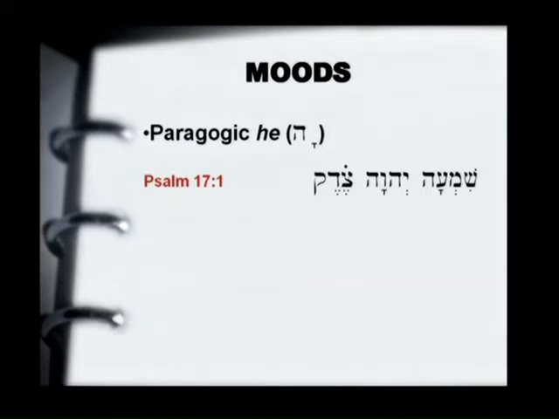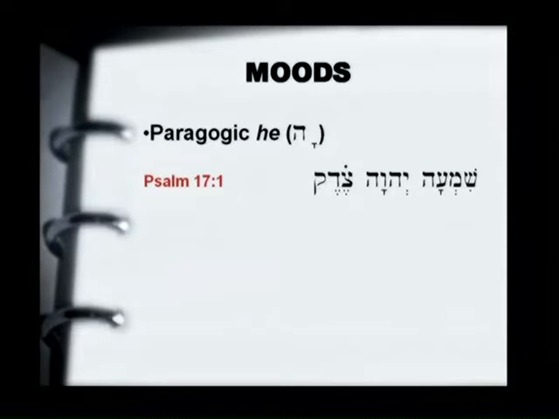Ezekiel 20, verse 8. Now, one other thing. The paragogic he, the comet's he. It's called paragogic because it's placed alongside, placed at the end. You'll see it on imperatives. For example, in Psalm 17:1, we have Shema, Yahweh Tzedek. Okay? What is that? That's not a feminine. Remember, the feminine would be what? Shema-i is the feminine singular. Shema-orna would be the plural.